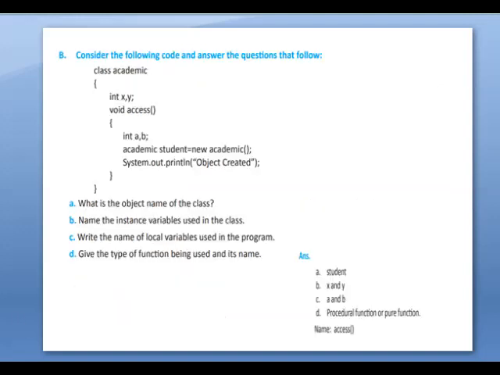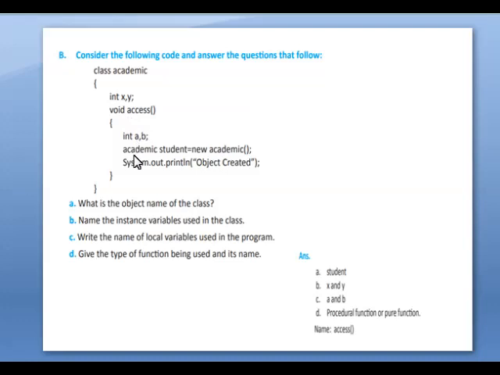Next is, they have given a program segment and they are asking some questions. Consider the following code and answer the following questions. So the class name is academic. Two instance variables are there, that is x and y.